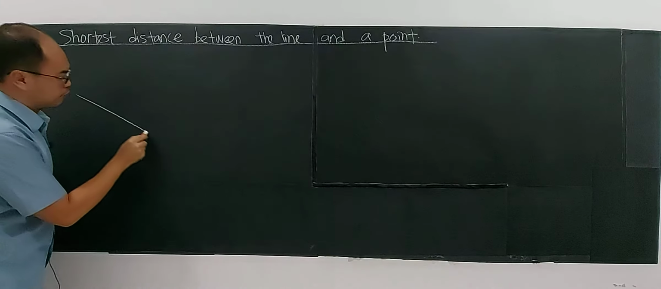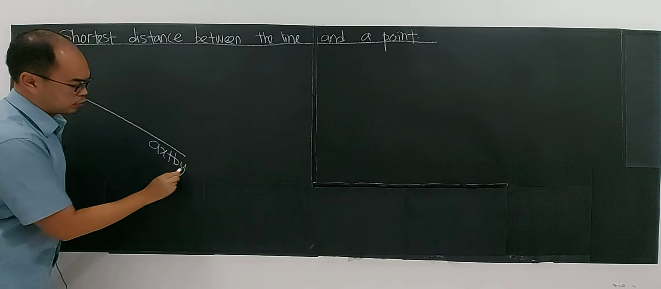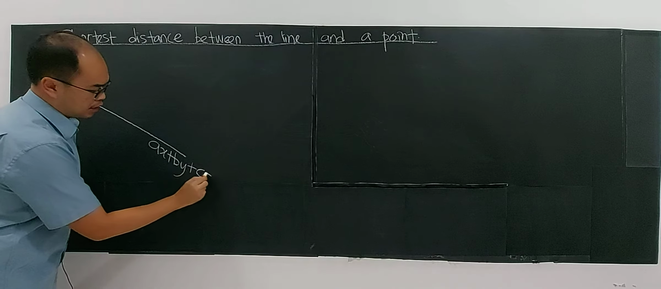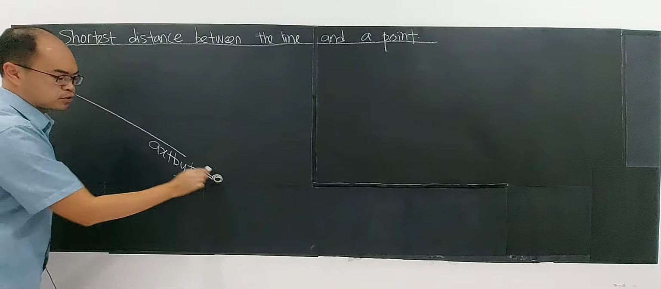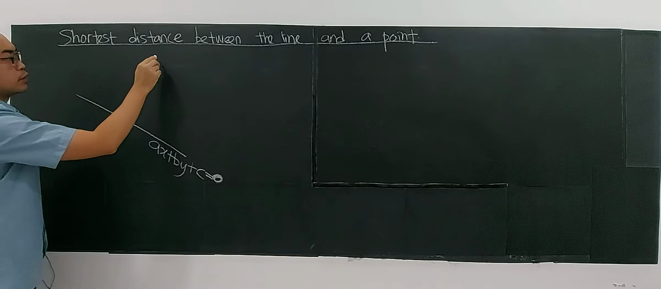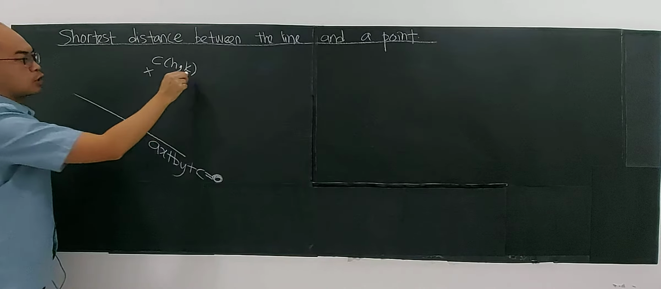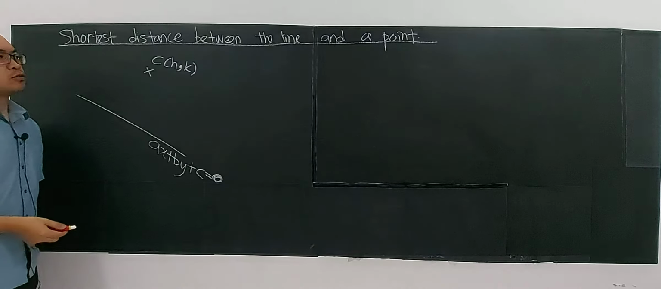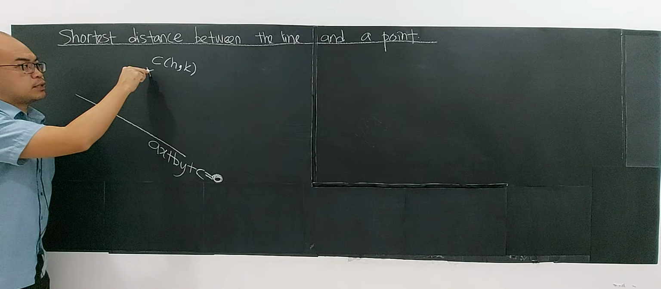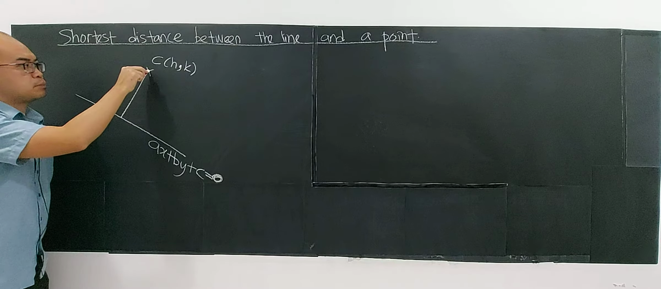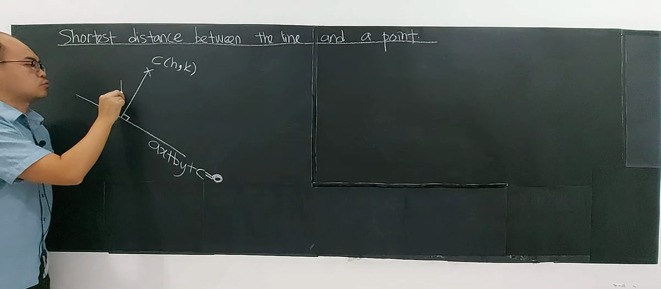Let's say you have a line in general form, ax plus by plus c equals 0, the general form of a straight line. And then you have a point, any point. In this chapter we mainly talk about circles, so I'm going to talk about the center. If you want to find the shortest distance from this point to this line, the shortest distance is referred to as d.